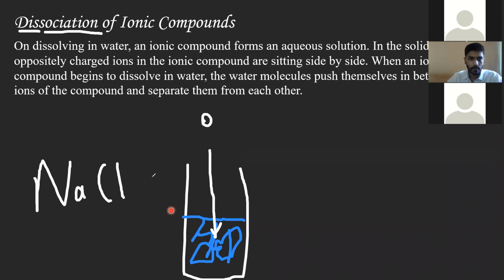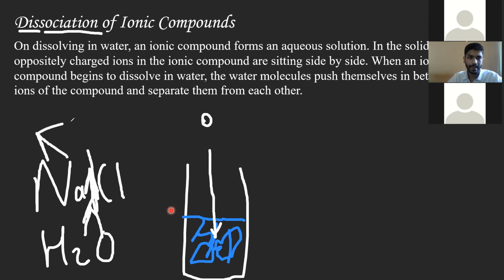When H2O and NaCl combine, the H2O creates a rift between Na and Cl. It breaks them apart, so the water comes in between them. And due to this, we get Na plus and Cl minus. All right, so this is the basic premise of what dissociation is.